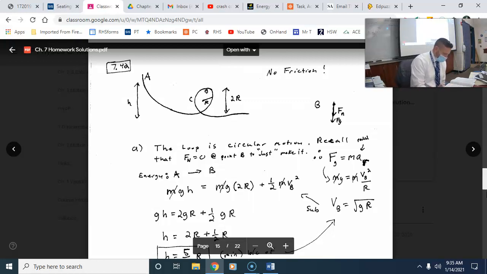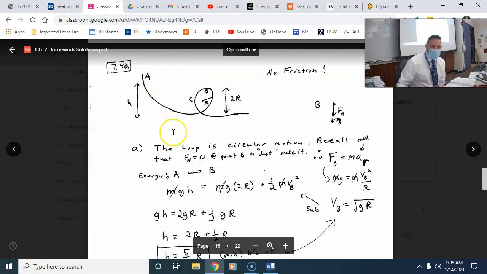All right, so 42, riding the loop-de-loop. A car in an amusement park ride rolls without friction, so we could ignore that, around a track. The car starts from rest at point A at a vertical height h, defined right there for us at point A.